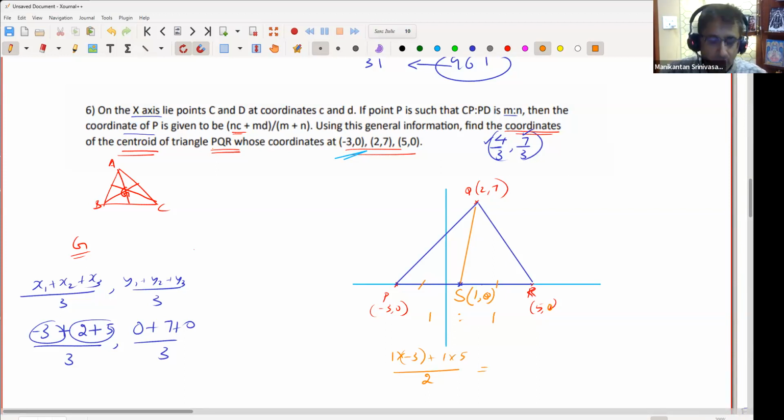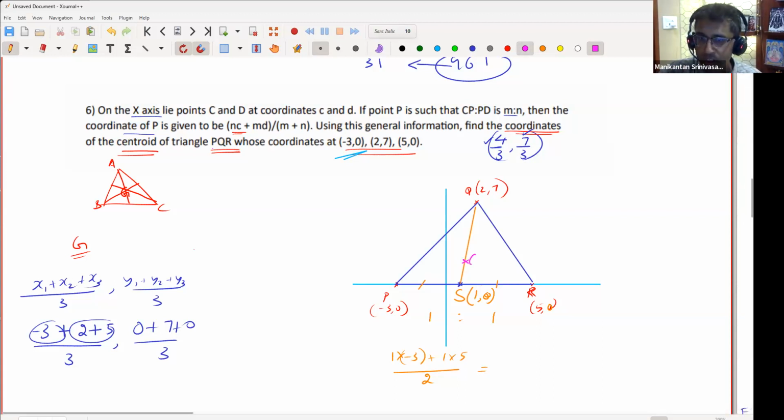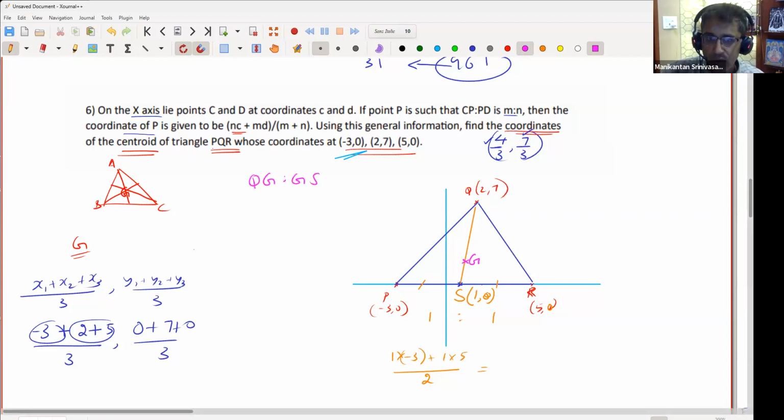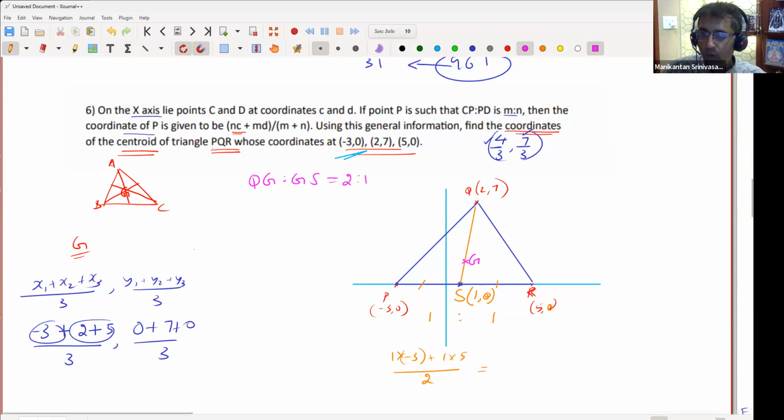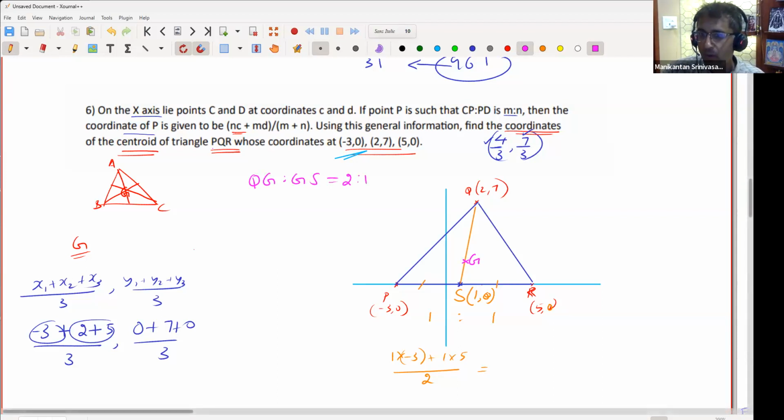But you did not even need to know this. We all know by intuition, midpoint is just the average of the 2 coordinates. Now, the other thing you learned was the centroid, which will be the meeting point of the medians, and will divide the median into ratio 2:1. So we went over that last class. So QG is to GS will be 2:1. Now, this is what we are going to apply to find the coordinates of G.